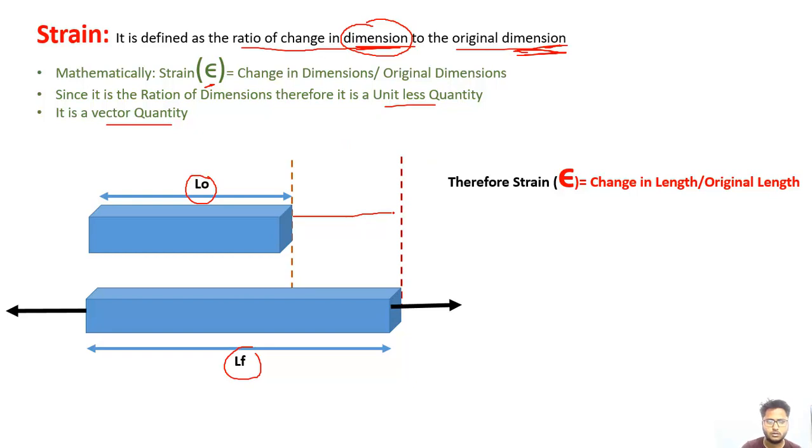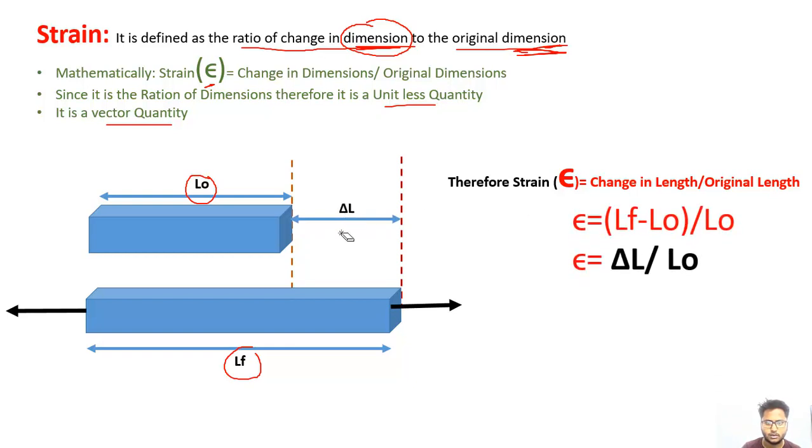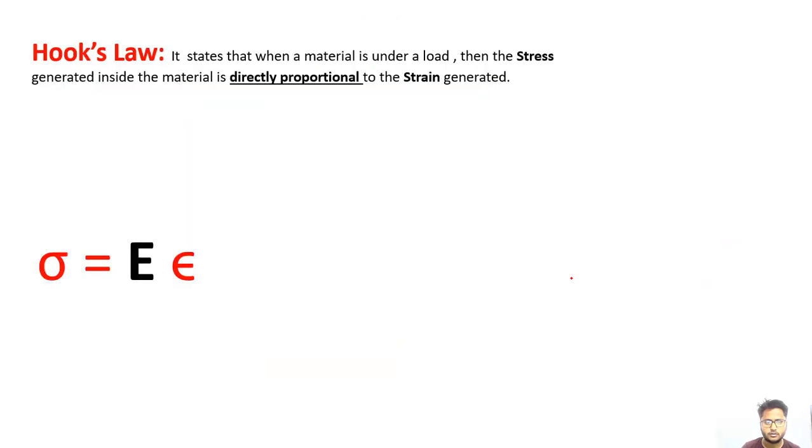So what is the distance between these? It is LF minus LO, which is delta L. This is delta L. So strain equals delta L upon L original. This is the formula for the strain. Next is Hooke's law. This is a very important law for the relation of stress and strain.